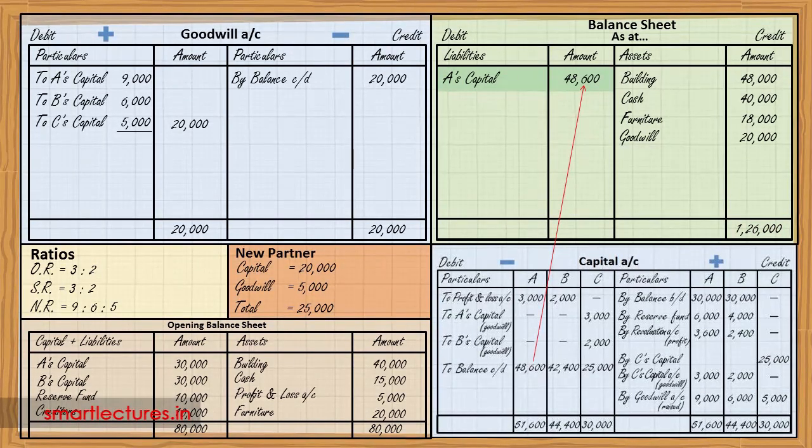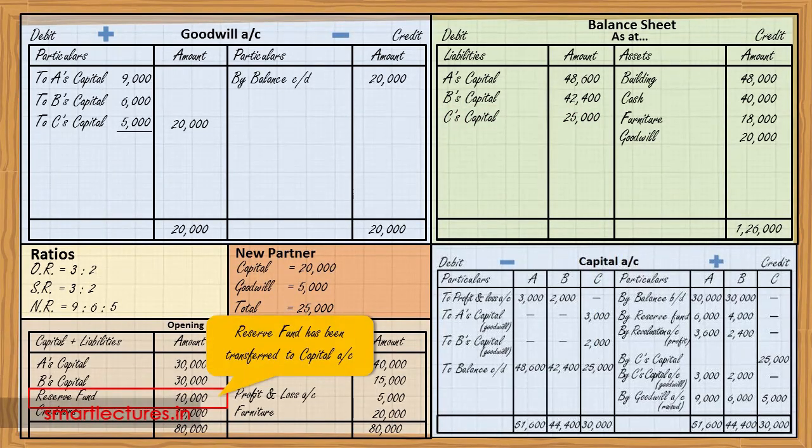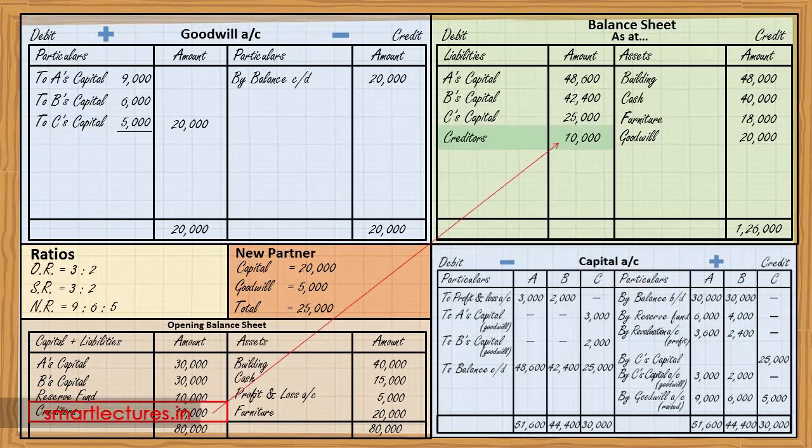Now please come to the liability side. A's capital 48,600, B's capital 42,400, C's capital 25,000 rupees. And then there was reserve fund of rupees 10,000. It has been transferred to capital account. So it's finished now. Creditors, previously this amount was 10,000 and it will remain 10,000. So total 1,26,000 rupees. It means question is all right.